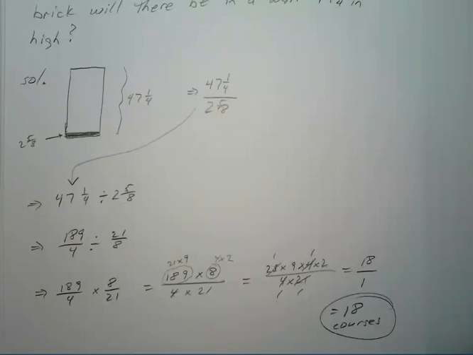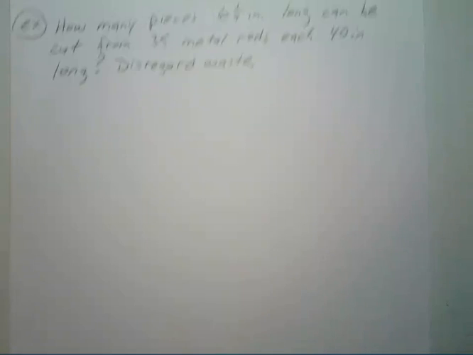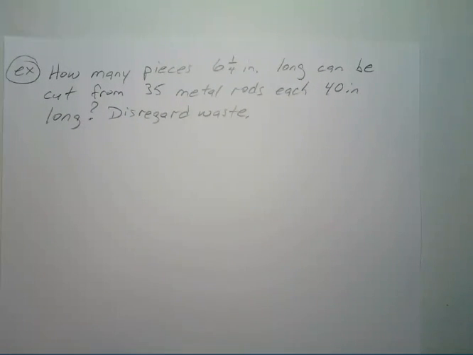All right, so if you are still writing, feel free to press pause, but we're going to go ahead and move on to our last example. All right. So how many pieces 6 1/4 inches long can be cut from 35 metal rods, each 40 inches long? And we're going to disregard any waste.